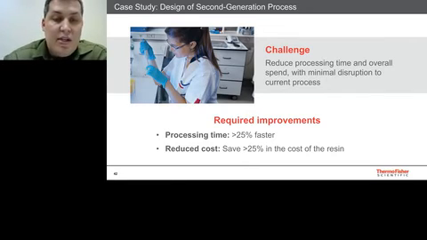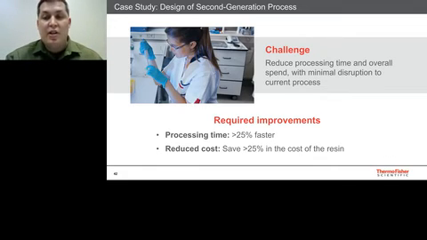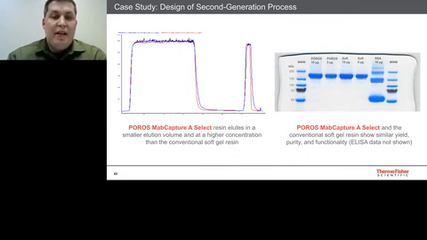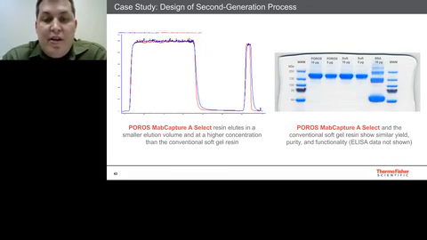In addition to processing time and cost of the resin, they were looking at total yield, antibody purity, as well as activity. The left chromatogram shows two identical purifications of mouse IgG from mouse ascites using either POROS MabCapture A Select or recombinant protein A Sepharose Fast Flow. The red line is the POROS MabCapture A Select, while the blue line is the recombinant protein A Sepharose Fast Flow. You notice that the elution volume for MabCapture A Select is about 30% smaller than that of the recombinant protein A and maintains similar yield.